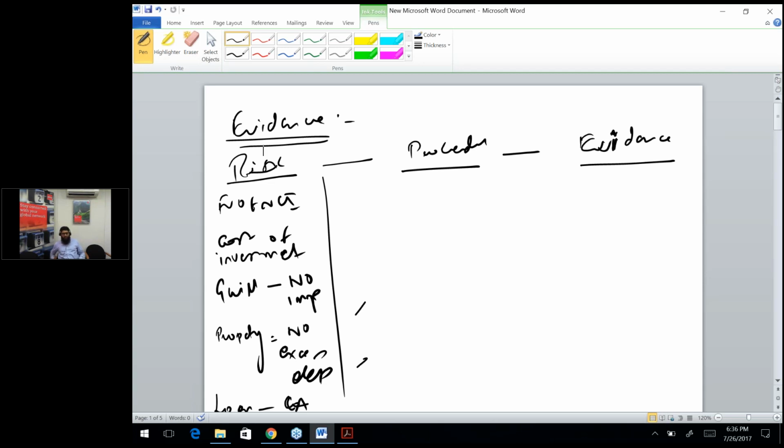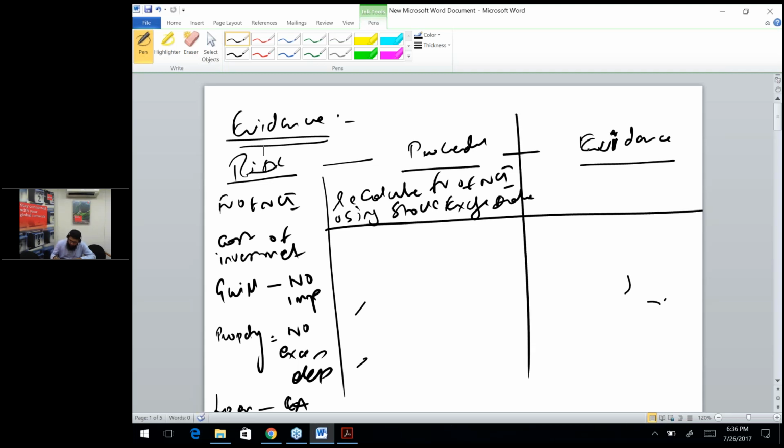So if I am facing a risk that the fair value of the non-controlling interest is not correct, what am I going to do? I'm going to perform the procedure, which is to recalculate the fair value of NCI, or I might recalculate the fair value of the NCI using stock exchange data. So my evidence for the purchase of this NCI would be that I would expect to find the recalculation of NCI. I would expect to find the stock market information extracts showing the value of Teapot company.